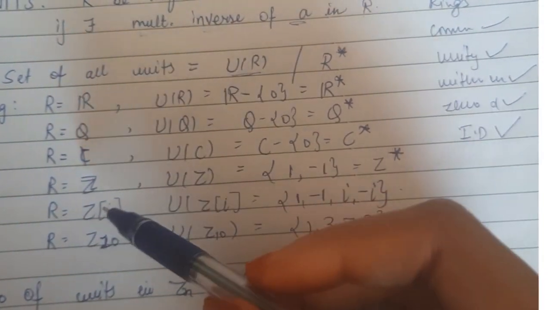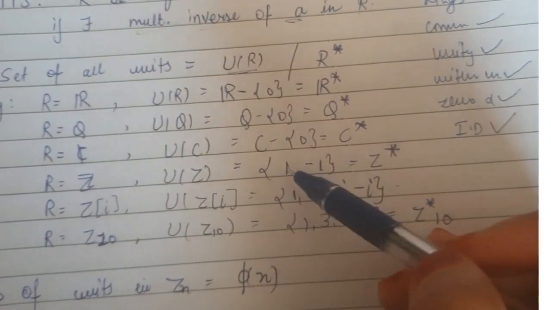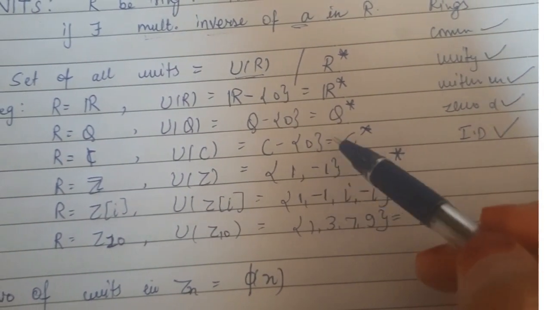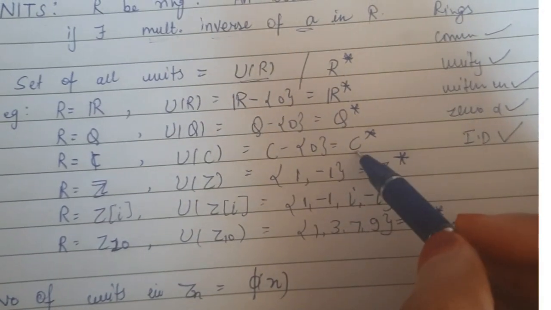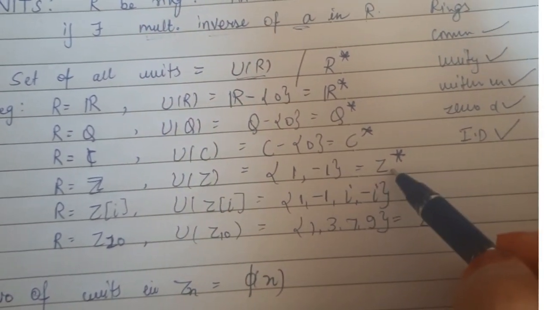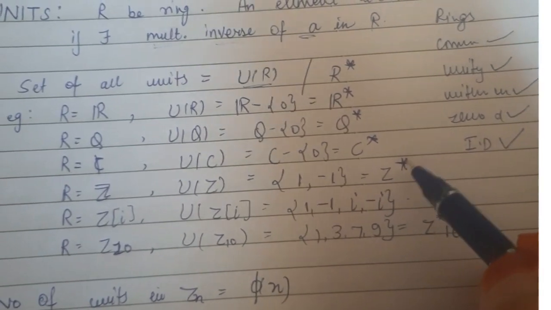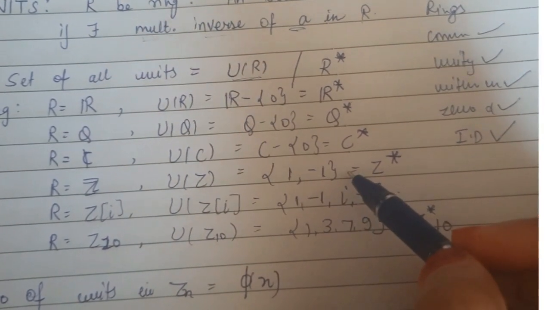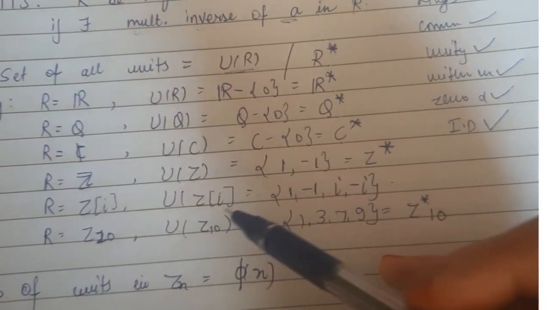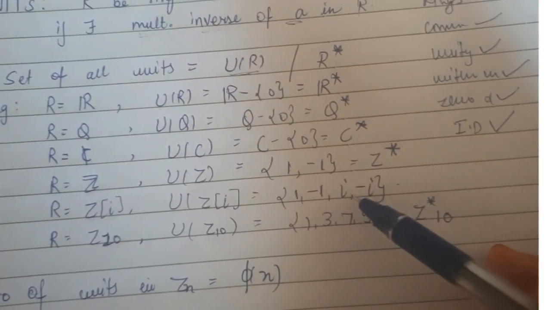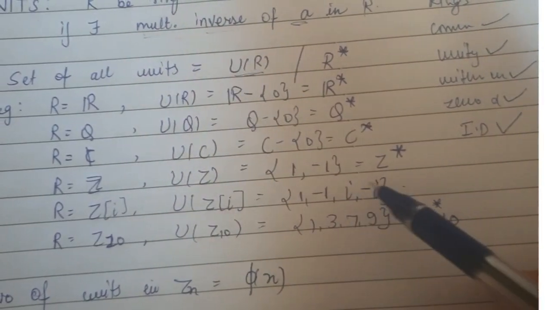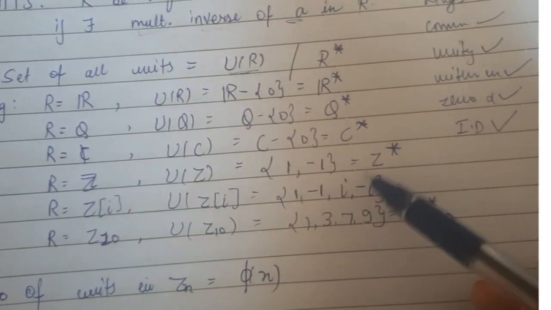And for Z, we know that only 1 and minus 1 have an inverse. 1 inverse is 1, and minus 1 inverse is minus 1, right? These are the only elements which have an inverse. That is why Z star, the set of units in Z, consists of only 1 and minus 1. Next, for Z[i], the set of Gaussian integers, we have units 1, minus 1, i and minus i only. Except these values, there are no other elements which have a multiplicative inverse.